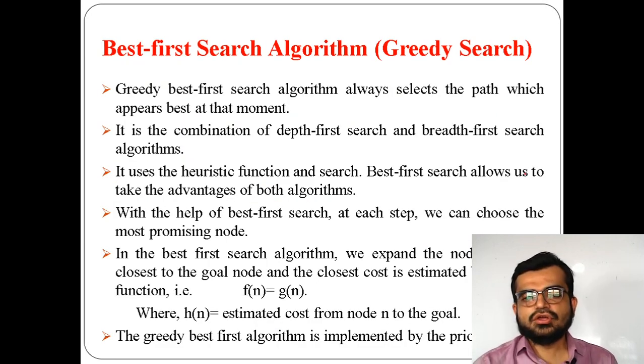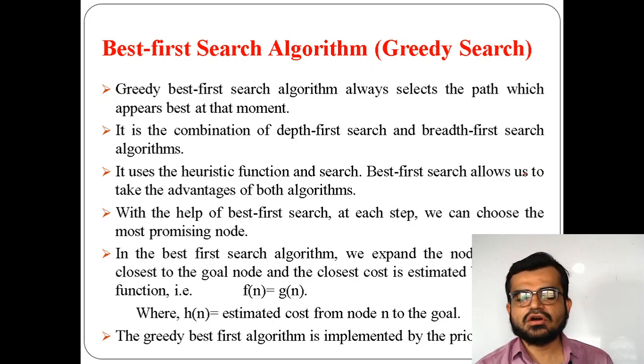Okay, so that's why h of n is your estimated cost from one node to the goal state. Based on that, in the best first search algorithm, we expand the node which is closest to the goal node, and the closest cost is estimated by the heuristic function. The heuristic function will determine that. So the h of n value will give you the g of n value, which will ultimately give you f of n.